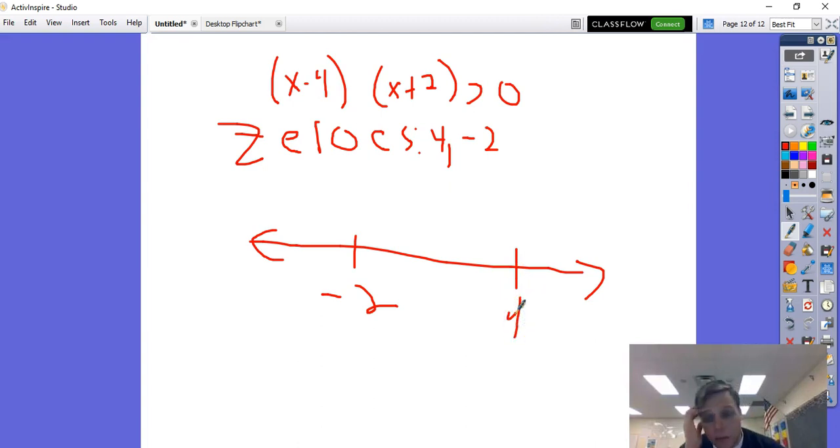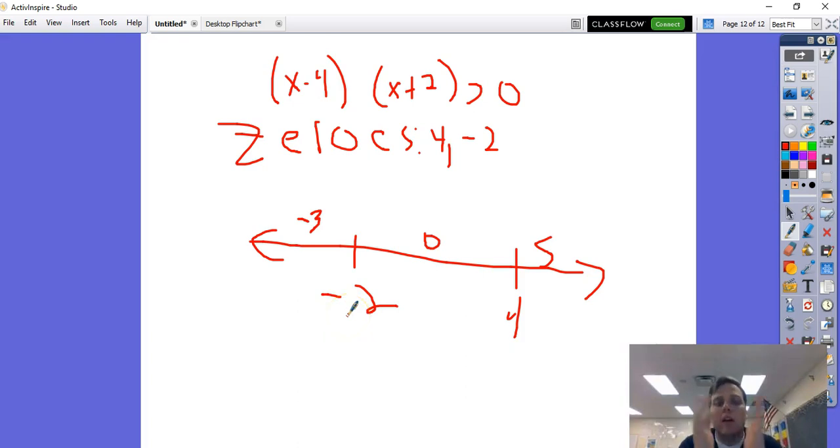And what you do with this number line is you pick x values that are to the left, such as negative 3, that are in between, such as 0, and that are to the right, such as 5. And you're going to plug them in, and you're just going to see if y is either positive or y is negative, okay? It's one or the other, all right? If y is positive, then we know that interval of x values is true.